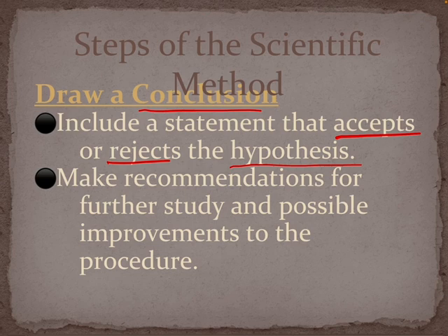You might end up not proving yourself right. Your hypothesis could be wrong, right? You're going to reject it then. You're going to say, well, my original hypothesis was that plants would grow best under red light. That was rejected because I didn't see that in my data. All right, so you'll have to state that in your conclusion.